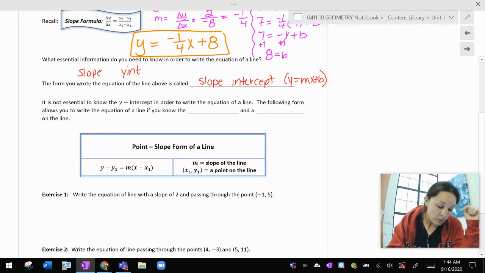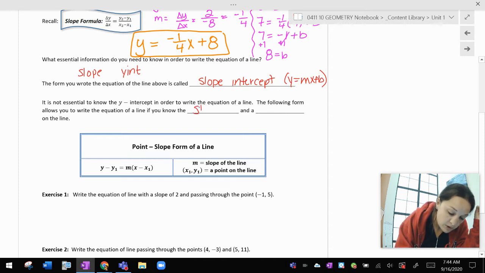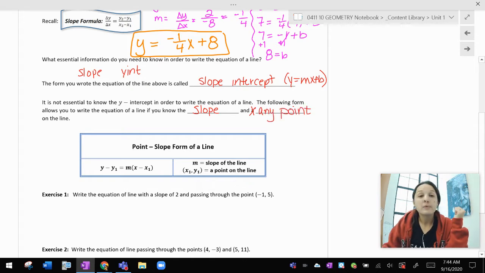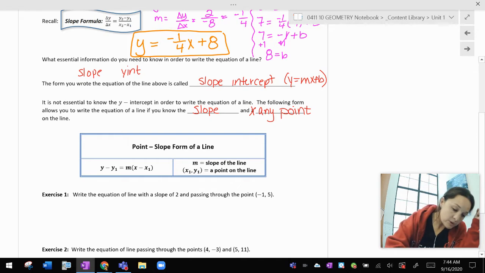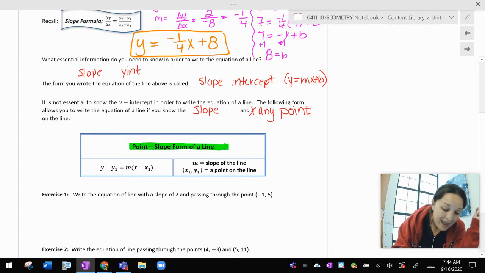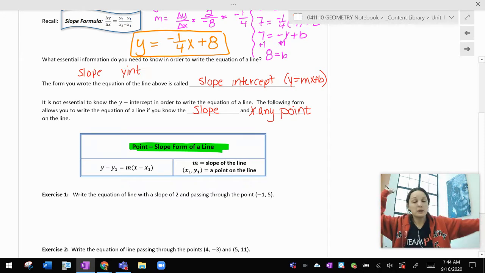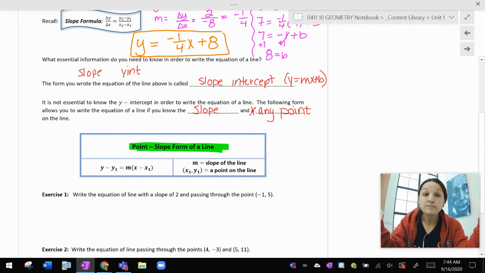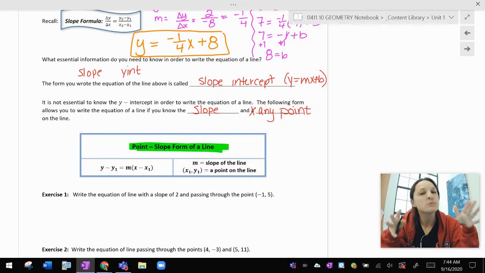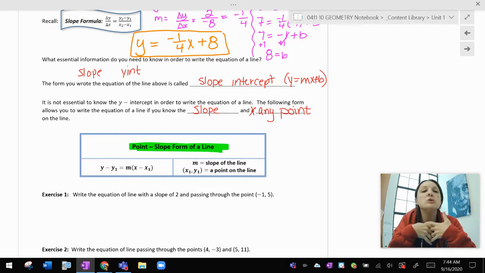The following form allows you to write the equation if you know the slope, and any point on the line. Point-slope form is a way to write the equation of a line if you know any point on the line, any point, and the slope. That's all you need. Okay, yeah, you still need the slope because slope is really important, but now you can use any point you want.